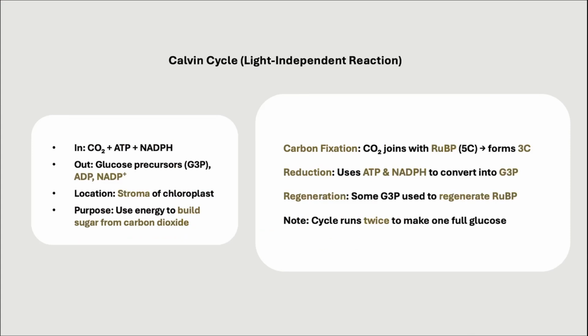There are three phases. Carbon fixation is when carbon dioxide joins RuBP to make a 3-carbon molecule. Reduction is when ATP and NADPH are used to convert it into G3P. Regeneration is when some G3P helps rebuild RuBP to keep the cycle going. And since G3P is a 3-carbon molecule and glucose is a 6-carbon molecule, the cycle has to run twice to build one full glucose molecule.